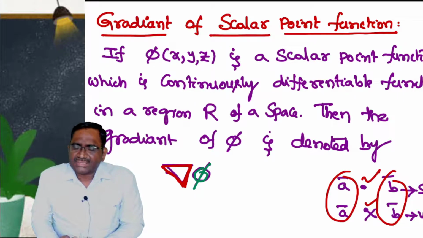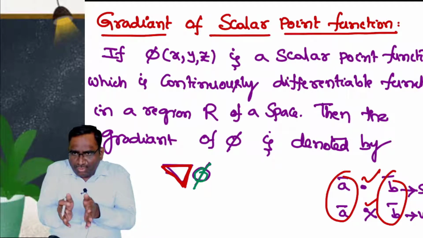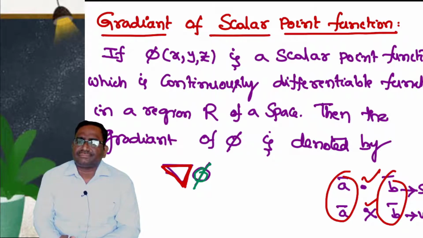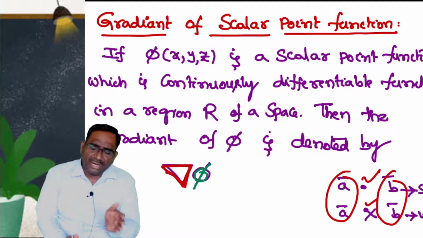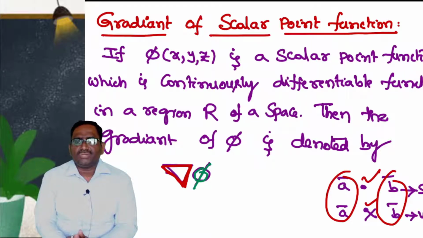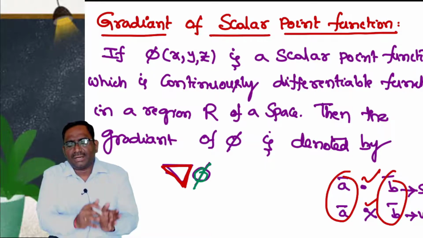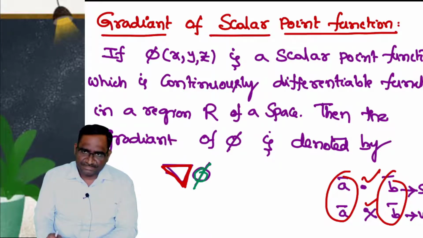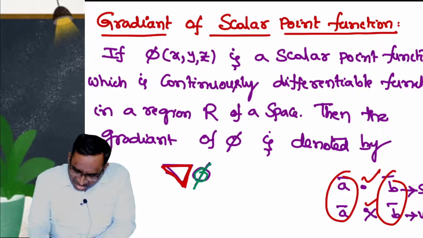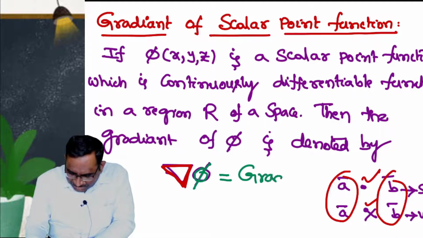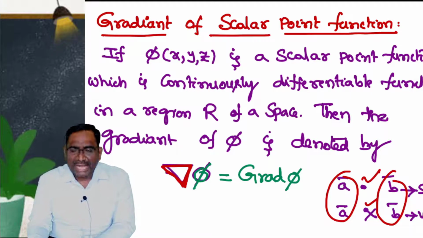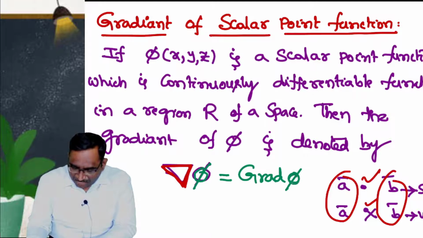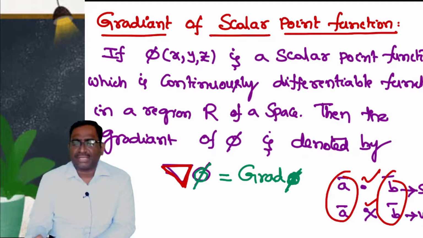When the dot and cross come into the picture, the two are vectors. Here one is a scalar point function, and the del operator is a vector quantity. Just by applying the operator on a function, we call it del phi, also called grad phi. Grad means gradient of a scalar point function phi.